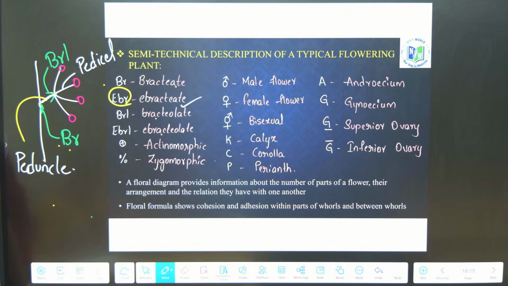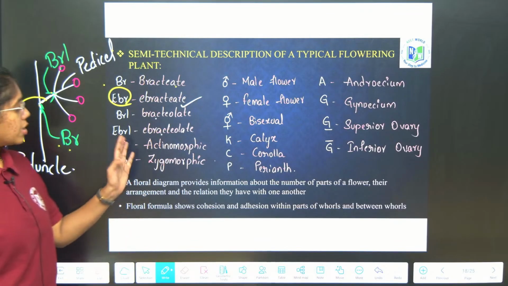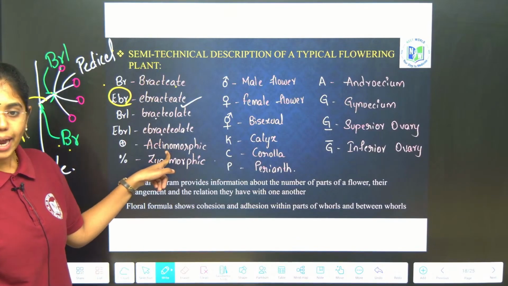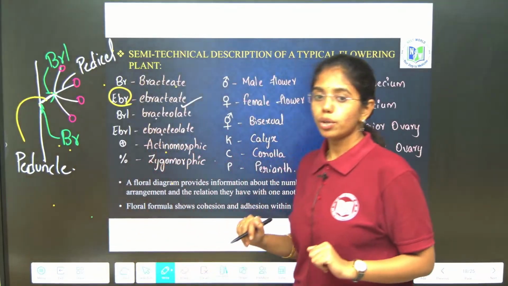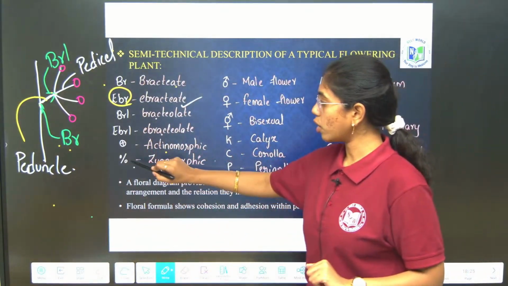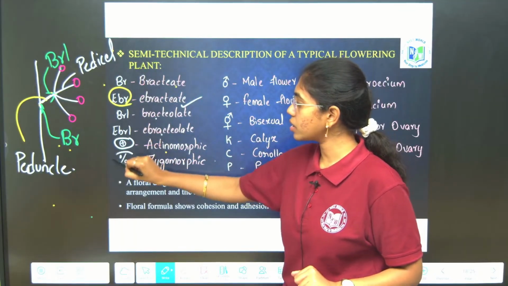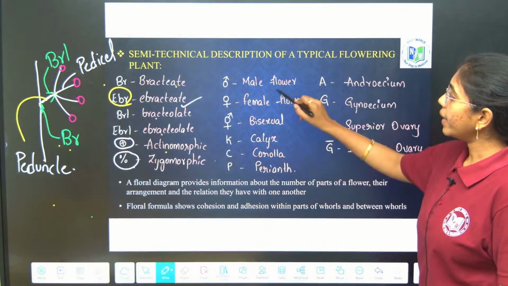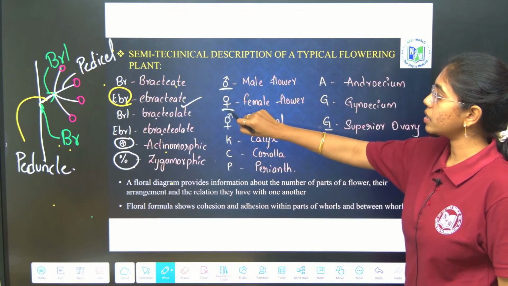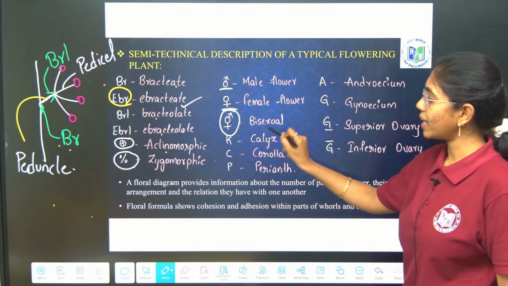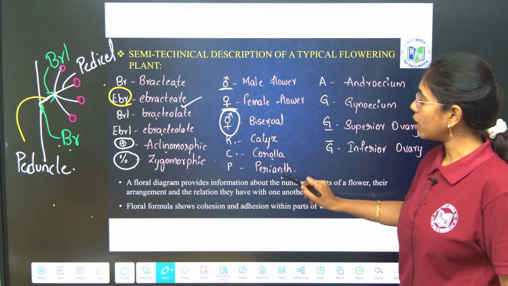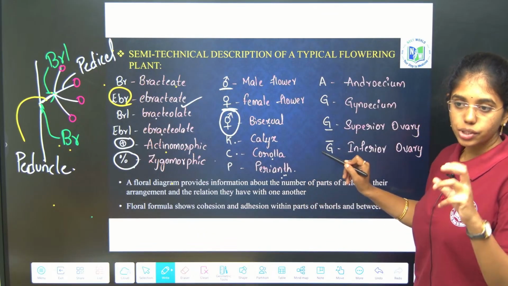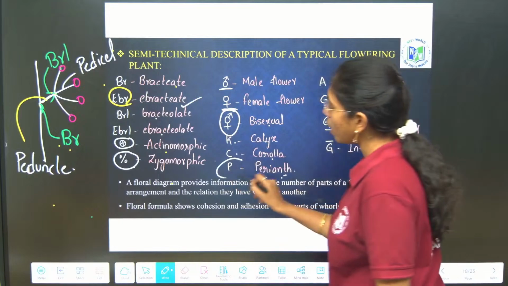Very good. So actinomorphic flower, and zygomorphic means by a single plane you will divide the flower into two equal halves. So this is zygomorphic. This is the symbol of actinomorphic and this is the symbol of zygomorphic flower. Here this is a male flower and this is considered a female flower, where this is bisexual or monoecious. Calyx is indicated by K, corolla by C, and perianth, which you see in the Liliaceae family where calyx and corolla are reduced to perianth, is P.